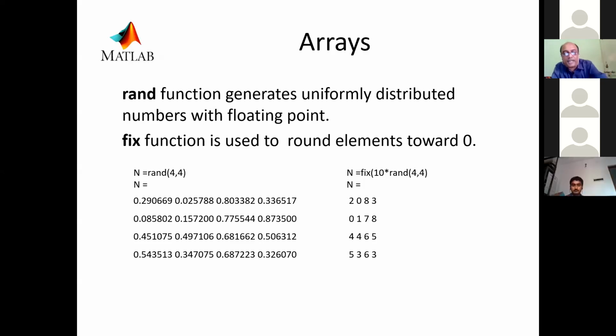Here I write rand(4, 4). So its values come: 0.290669, 0.025788. Now I want to convert it to integers, so I apply one more function, the fix function. The fix function rounds the element towards 0. What happens when you multiply each value by 10? You get the values 2, 0, 8, 3.